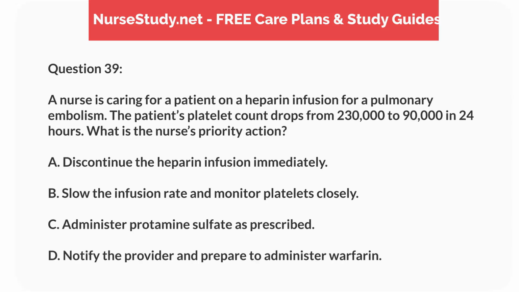Question 39. A nurse is caring for a patient on a heparin infusion for a pulmonary embolism. The patient's platelet count drops from 230,000 to 90,000 in 24 hours. What is the nurse's priority action? A. Discontinue the heparin infusion immediately. B. Slow the infusion rate and monitor platelets closely. C. Administer protamine sulfate as prescribed. D. Notify the provider and prepare to administer warfarin.